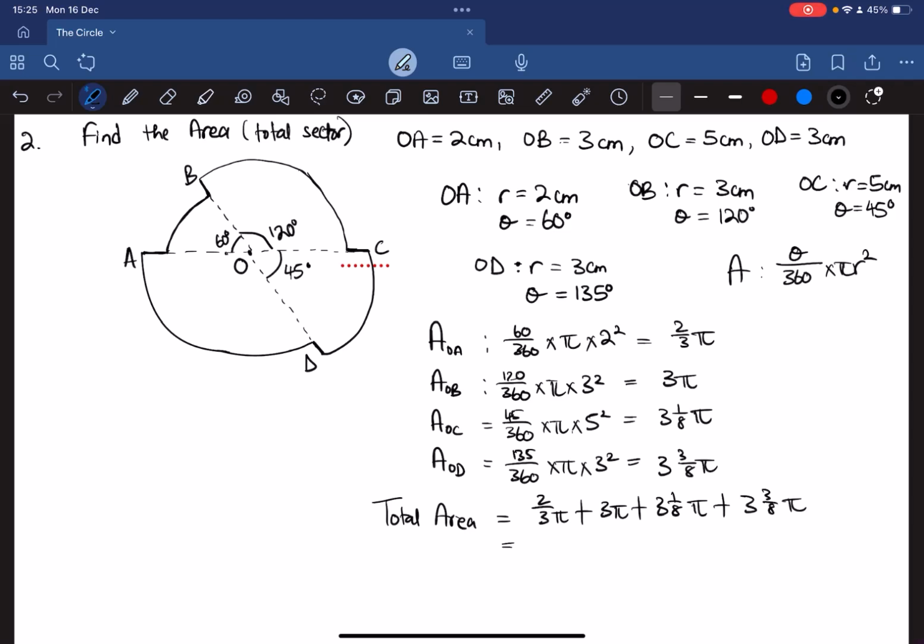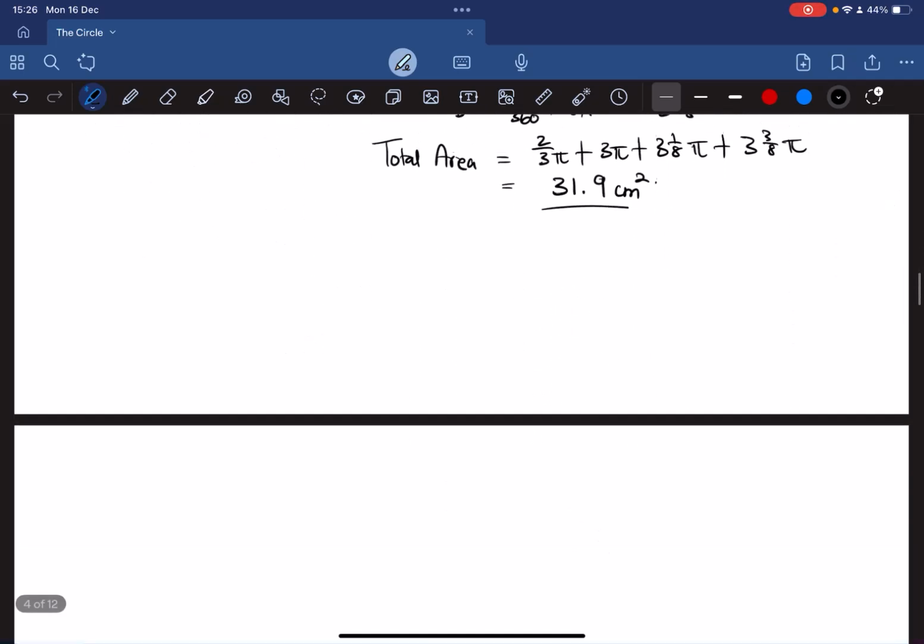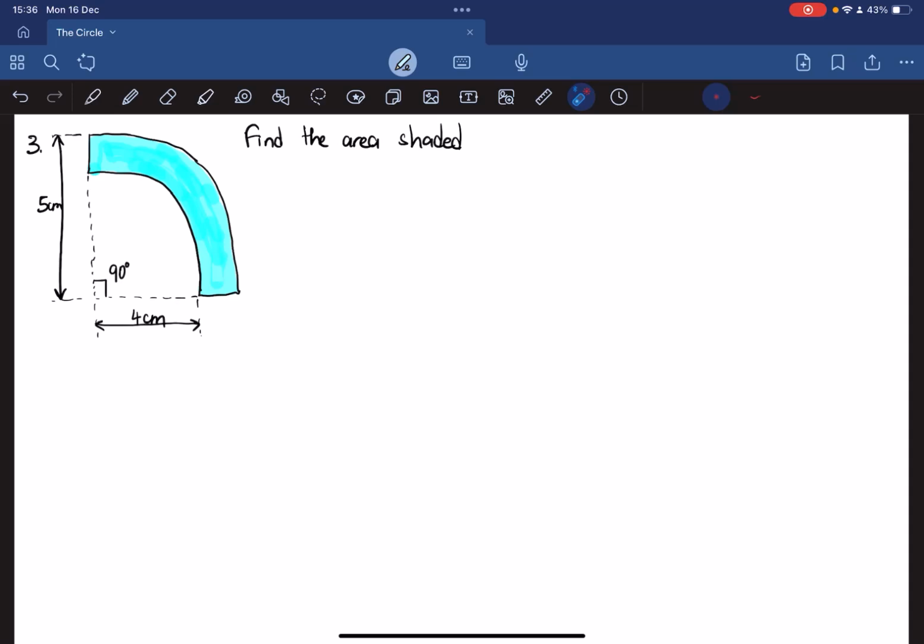And we get the total now, rounding it off to one decimal place, that is 31.9 square centimeters. Moving on to number 3. In this example, we're given this shape as I've drawn right here, and we're asked to find the area shaded.